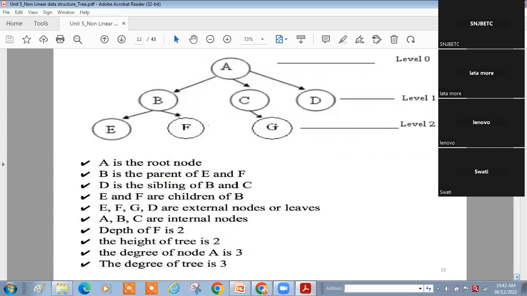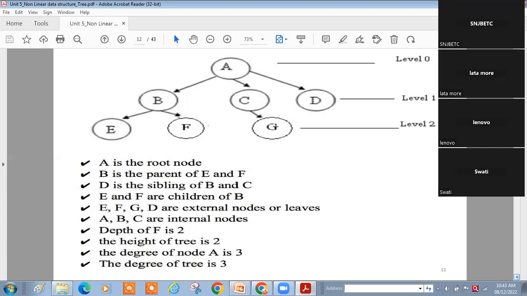So this tree has level 2. Now A is the root node. B is the parent of E and F. D is a sibling of B and C. E, F, G, D, these all are the leaves, also called the external nodes. A, B, C, non-leaf, are also called the internal nodes.